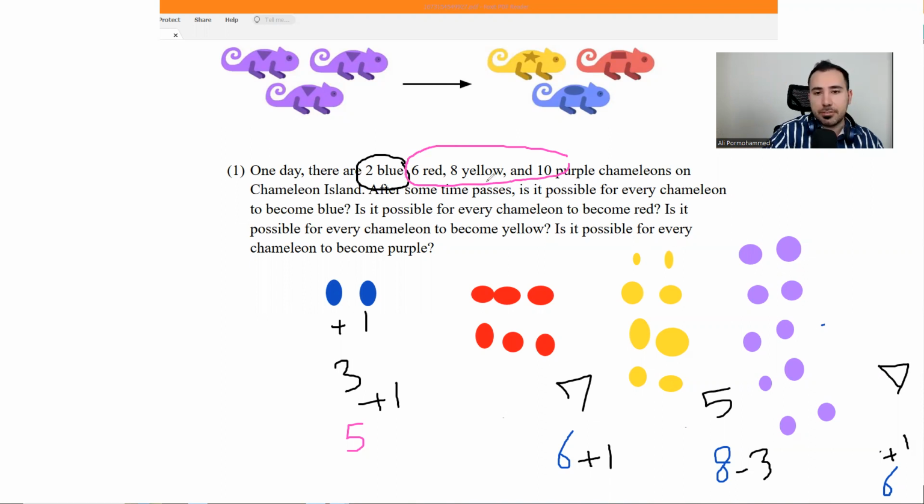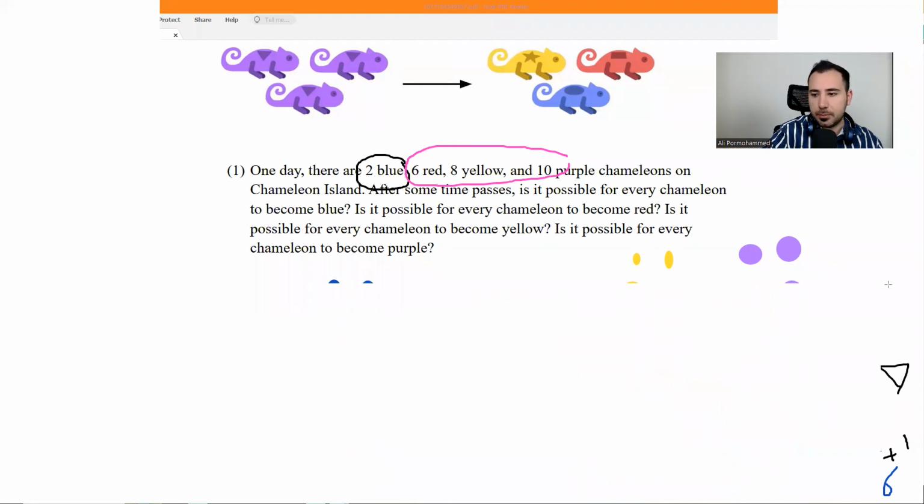But the answer for can all of them be yellow? The answer would be yes. Okay. If we want all of them to be yellow, it would be possible. Okay, let's see why yellow is possible. Because we'll have 8 yellows, 2 blues, 6 red, and 10 purple.